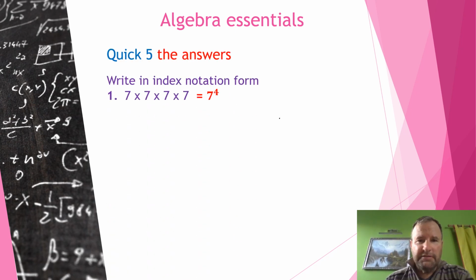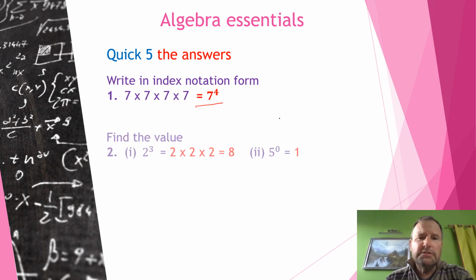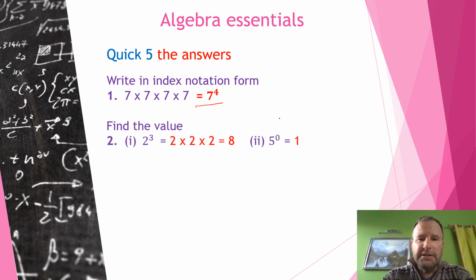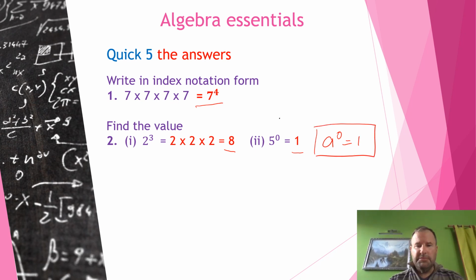Here are the answers to quick 5. If you've got 7 to the power of 4, well done, good job. Number 2, find the value, that's a number value. 2 to the power of 3 is 8, and 5 to the power of 0 is 1. Remember that rule, a to the 0 equals 1. That's a rule you must remember and commit to your memory banks.